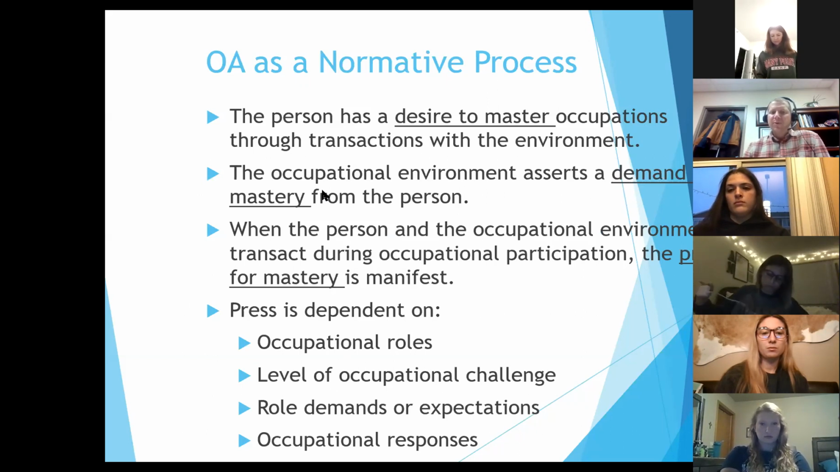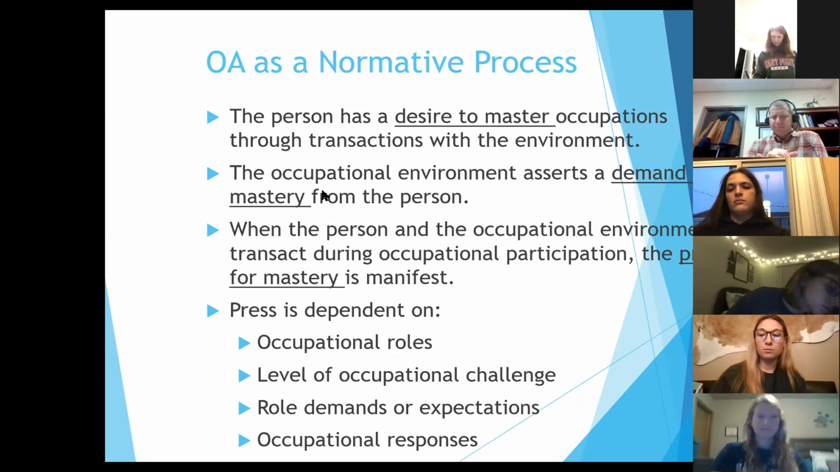And so when the person and the occupational environment are going on during that occupation, right, there's that press for mastery. And so that press is going to depend on your roles, right? So maybe your role is just simply to get better after a surgery, right?